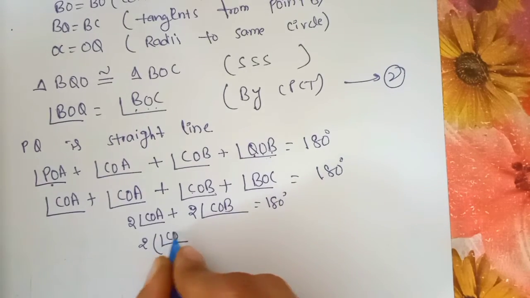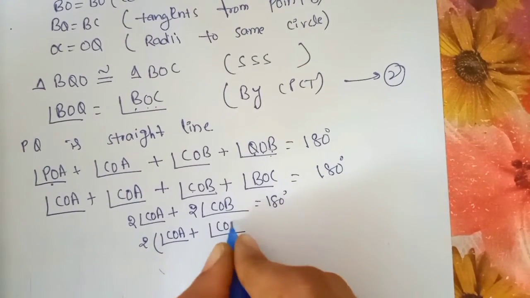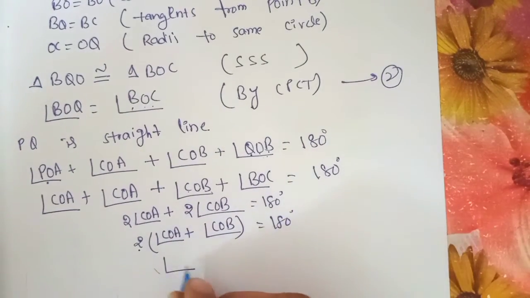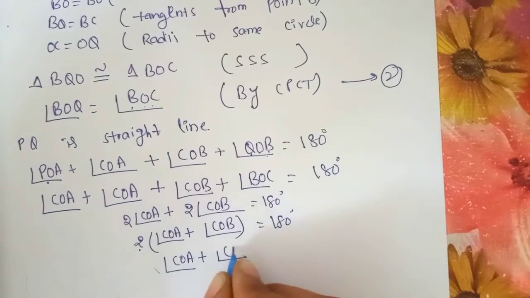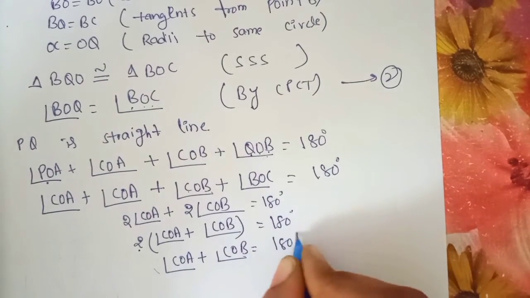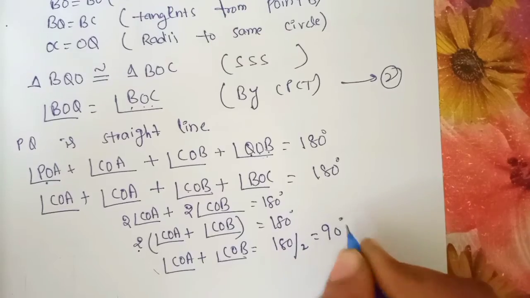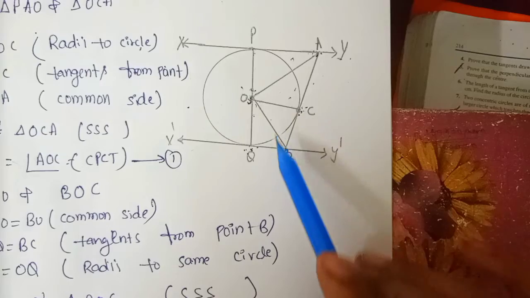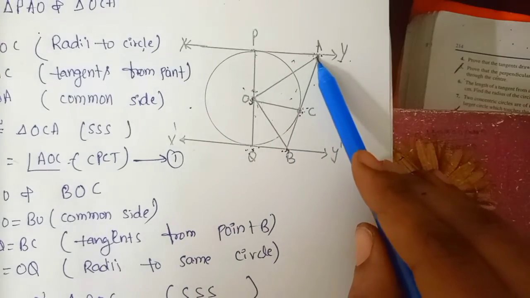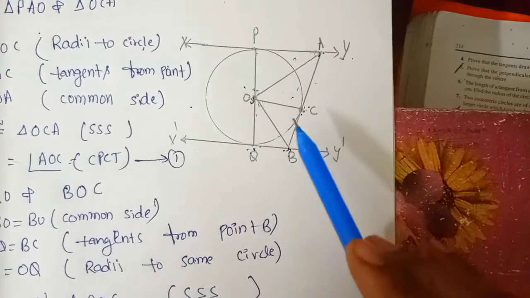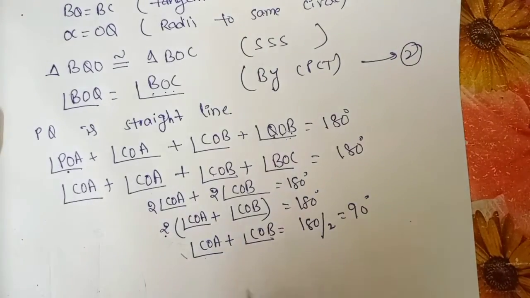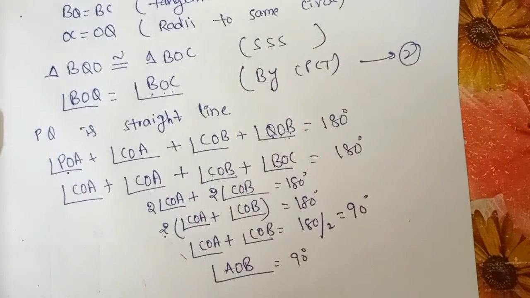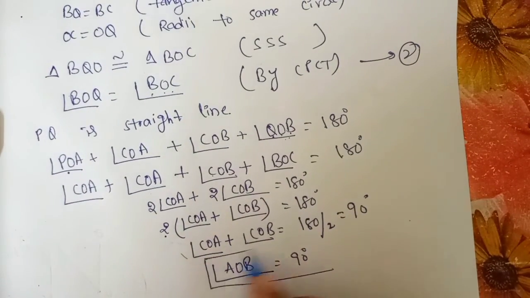2 times angle COA plus angle COB is equal to 180 degrees. Then angle COA plus angle COB is equal to 180 divided by 2, that is 90 degrees. Okay, from the figure, angle COA plus angle COB is equal to the total angle AOB. So the sum of these two angles is equal to angle AOB, that is equal to 90 degrees. Okay, so hence proved the given statement.